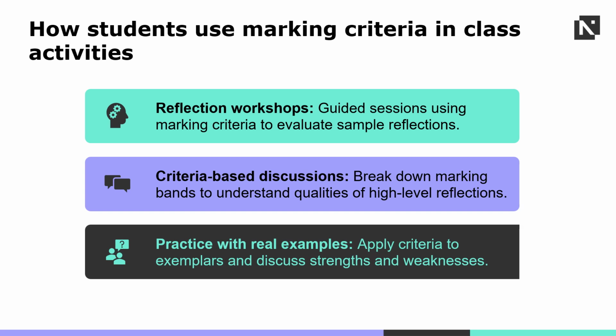Class activities centered around the marking criteria help students practice applying these standards in a structured way. For example, reflection workshops allow students to evaluate sample responses using the criteria, guided by their teacher. This hands-on practice helps students break down different mark bands and understand what distinguishes an excellent reflection from a good one. Using real student exemplars, they apply the criteria and discuss strengths and weaknesses together, making the marking scheme clearer and more accessible. These activities allow students to see and practice the application of marking criteria in a collaborative setting, reinforcing their understanding through repetition.